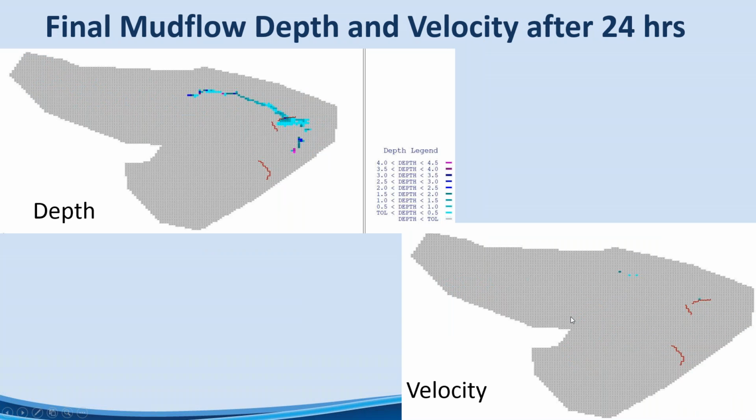And then for the mud flow depth, final depth. There was still some mud flow tailings retained behind the tailings dam breach when it hit the bottom.